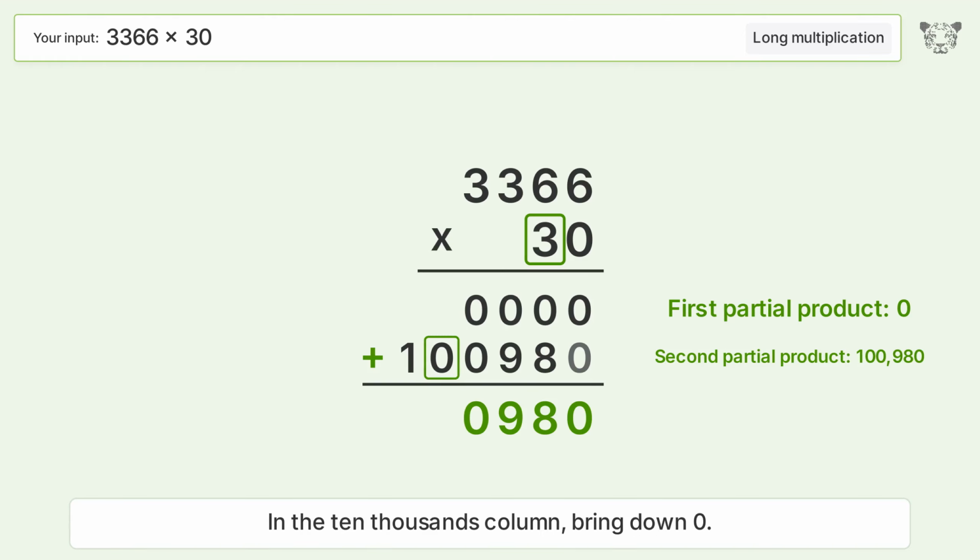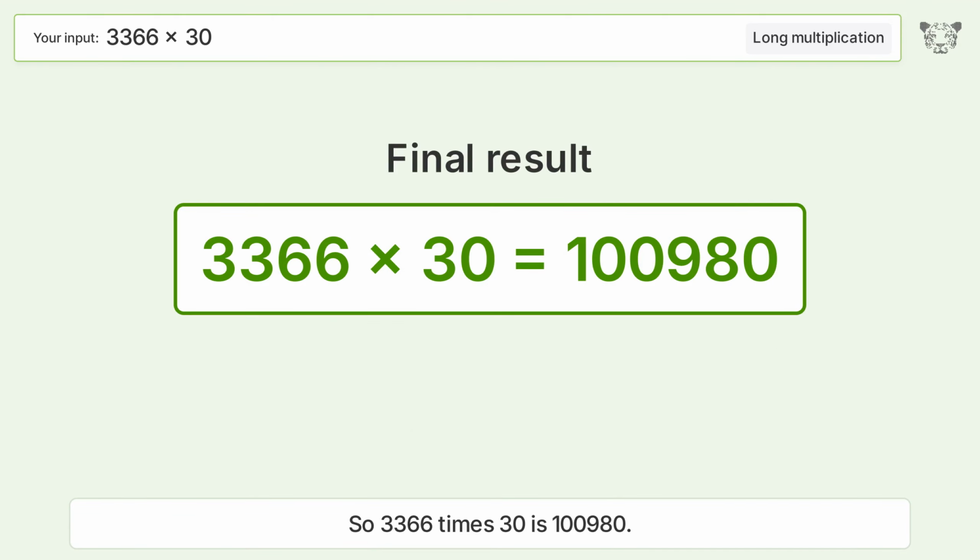In the 10,000s column, bring down 0. In the 100,000s column, bring down 1. The product of the whole numbers is 100,980. So 3,366 times 30 is 100,980.